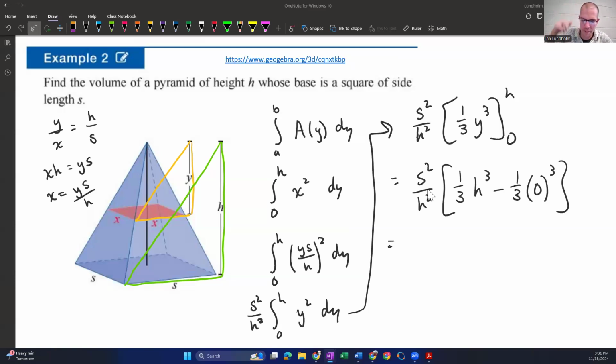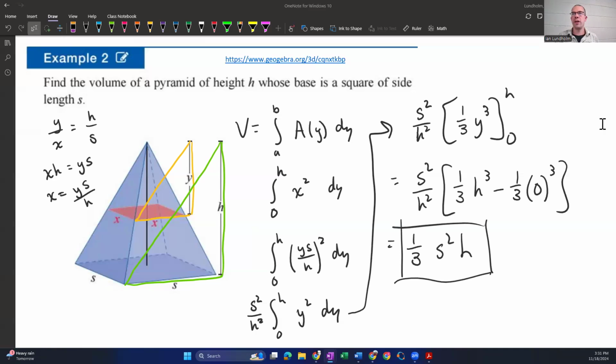But anyways, we should be able to multiply this together now. I've got h cubed on top and h squared on bottom, so that works out to just being an h that's left over. So in the end, I've got 1/3, s squared, and then h at the end. So our volume is 1/3 s squared h.